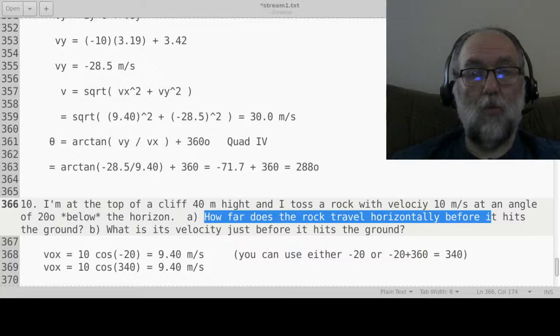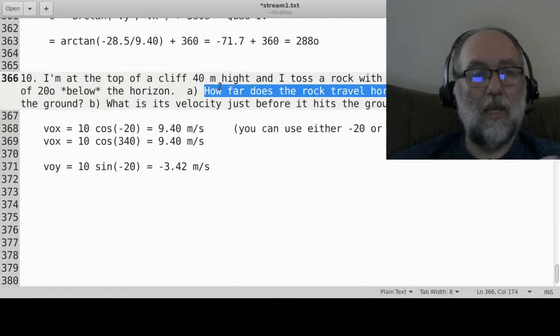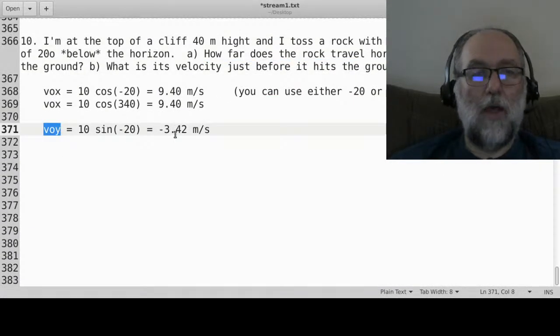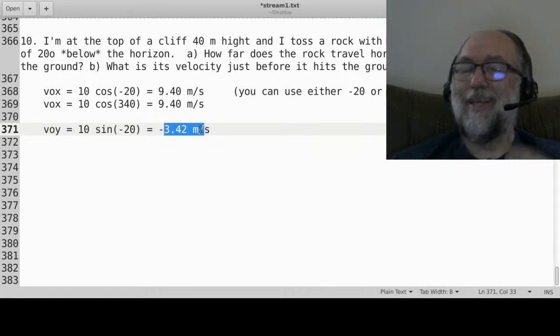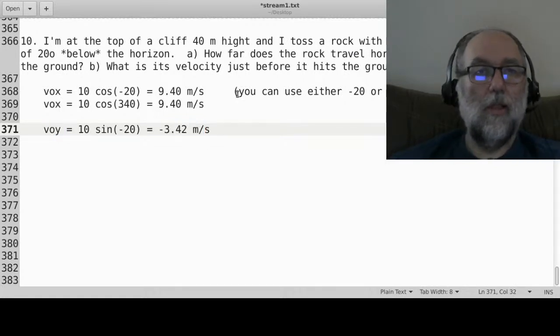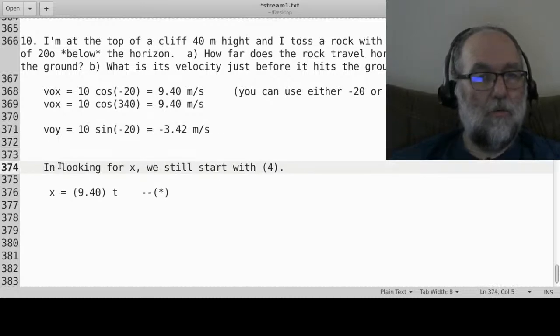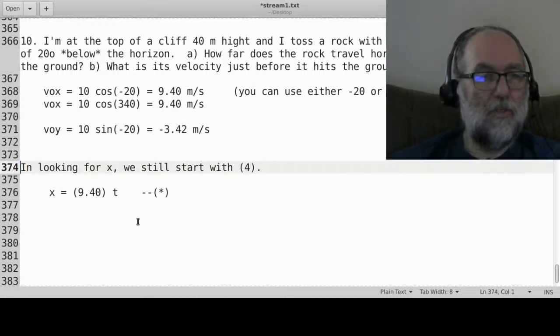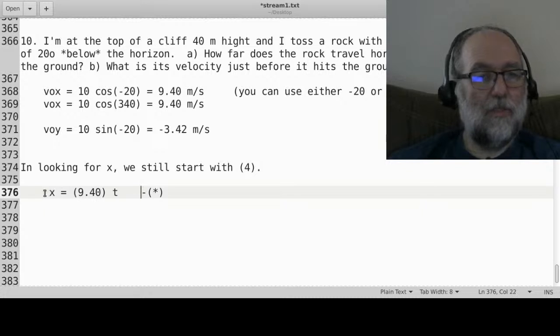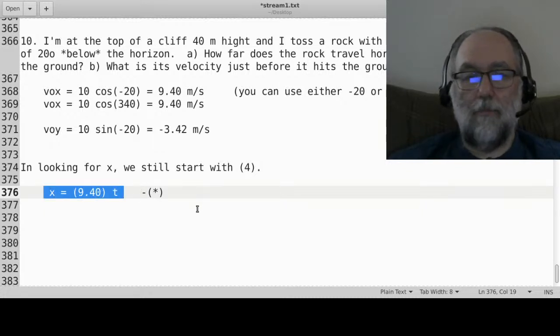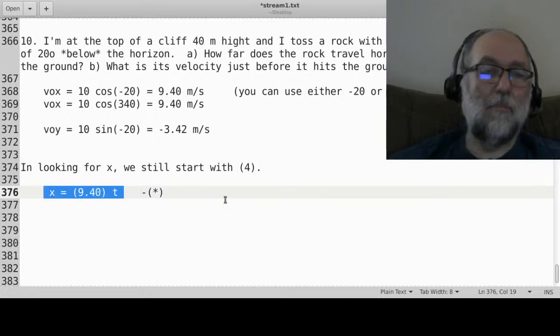All right, well, the first question is, how far does the rock travel horizontally? So you proceed the exact same way you did above, but every place you see v naught y, rather than putting 3.42, you put negative 3.42. Okay, so you still start out looking for x, and you'll still get the exact same formula as above.